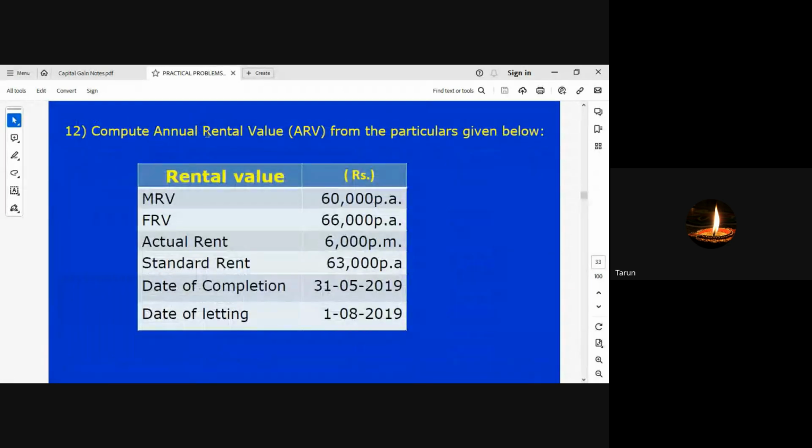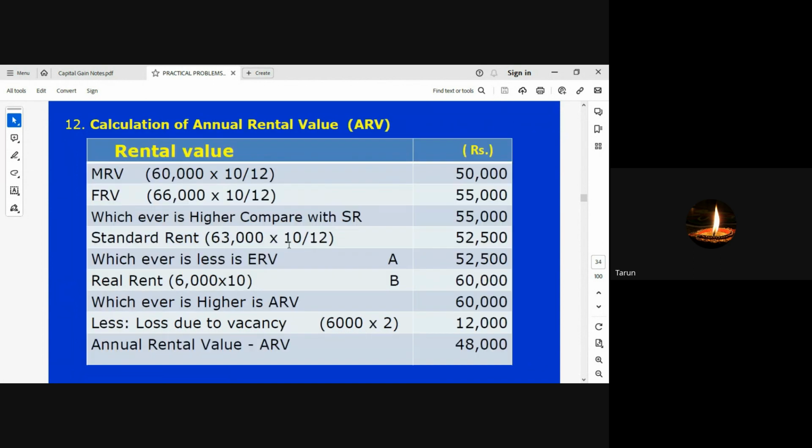This is also another question. So the date of completion and the date of letting out. So these are the dates. You need to calculate the exact rent according to the dates. So accordingly you need to estimate.